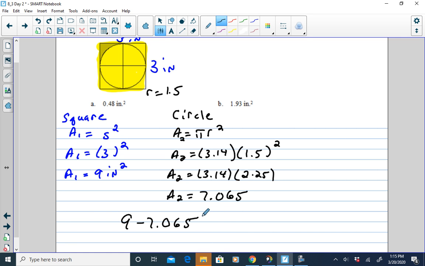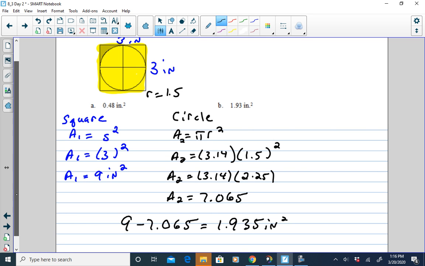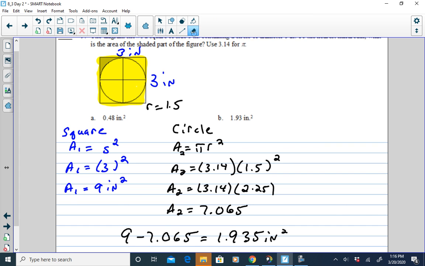That's going to be equal to 1.935, and those are square inches. But let's see what we just did there visually. When I subtract the area of the circle from the area of the square, this is what we're getting. I subtract and I get this.